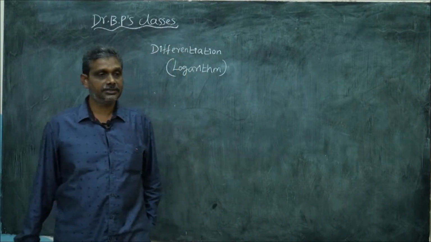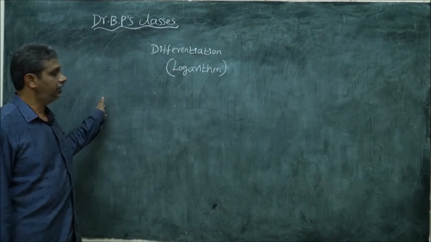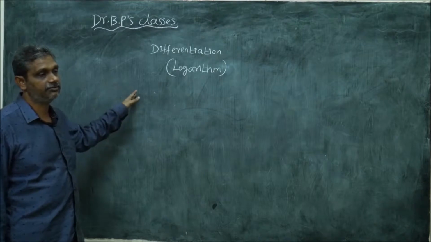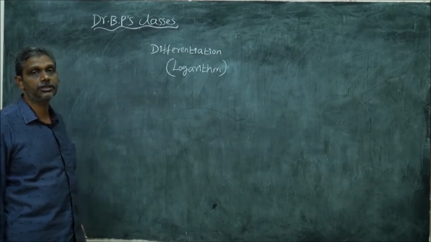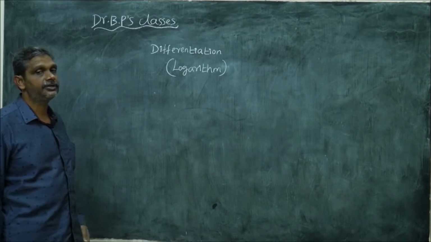In previous classes we discussed the basic formulas for differentiation, then we discussed problems and how we can attack them directly. Suppose for an explicit function y is equal to f of x, dy by dx, then the product rule, then the quotient rule, then the u by v rule. Then we discussed implicit functions.